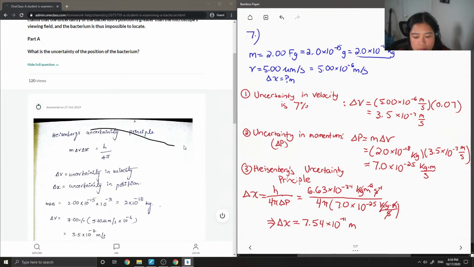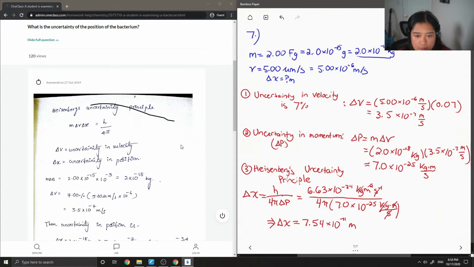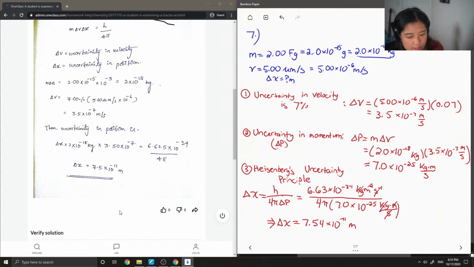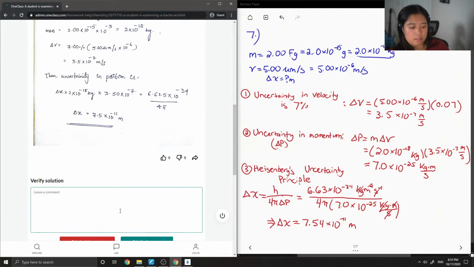Okay, so they also wrote down Heisenberg's uncertainty principle. They have the mass in kilograms, delta v, multiplying that by the 7%, and then plugging it into the final equation to get 7.5 times 10 to the negative 11. So this solution is correct.